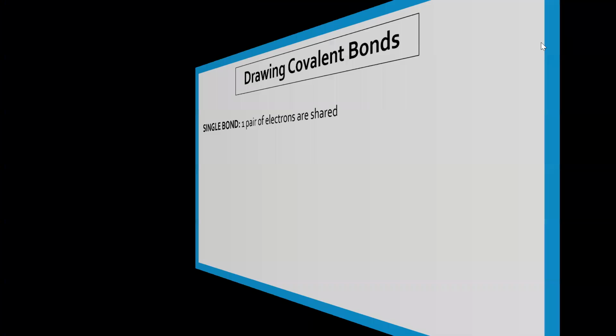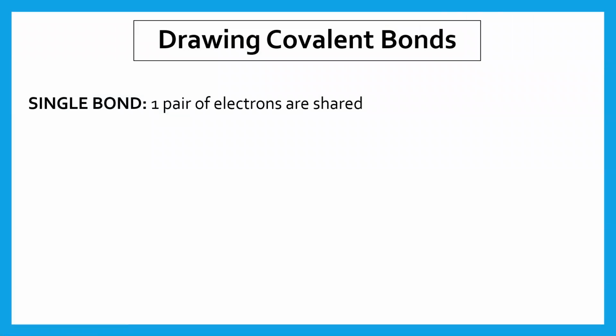So we're going to fast forward a little bit here. Drawing covalent bonds, you can either have a single, double, or triple covalent bond. A single bond is represented by 1 pair of electrons being shared. A pair is 2. So 2 electrons are being shared.